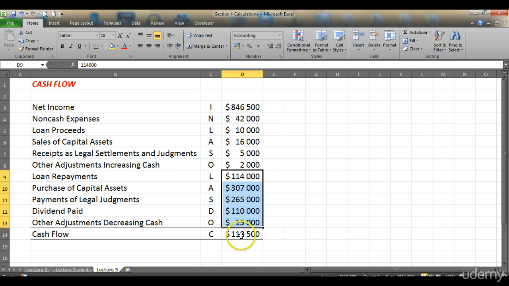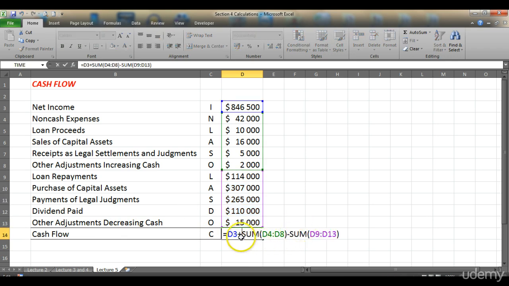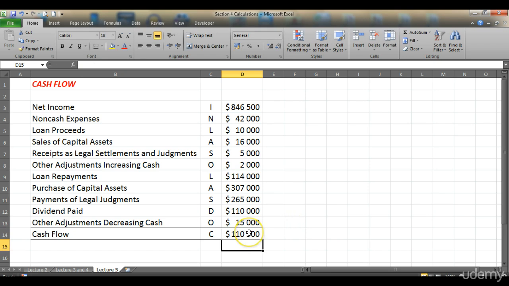are subtracted. And here is the formula where you can see the net income and the sum of those 5 elements which are added to the net income, and afterwards the 5 elements that are subtracted at the end because they have negative sign. These are repayments, purchasing, payments, dividends, and other things that are subtracted, and those added are sales and loan proceeds. Okay, and here is the formula, the end result for cash flow.